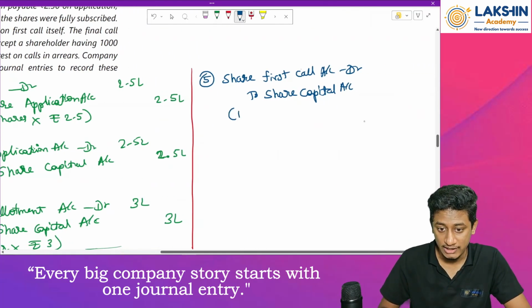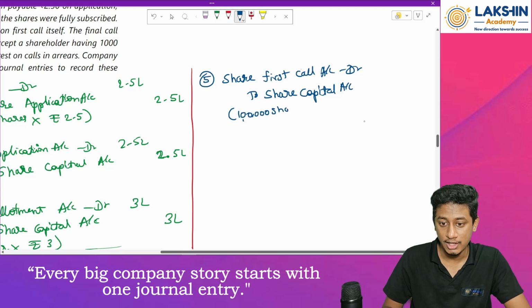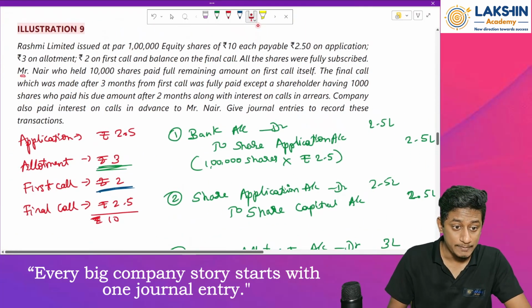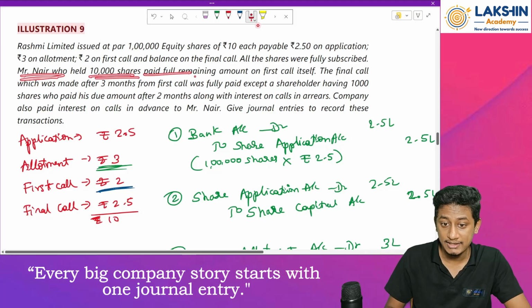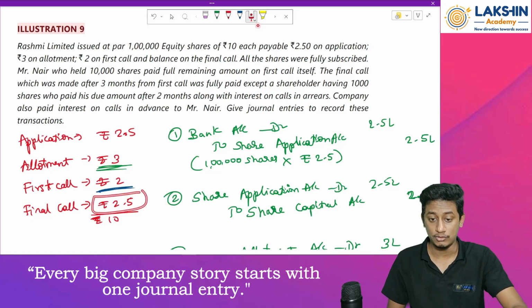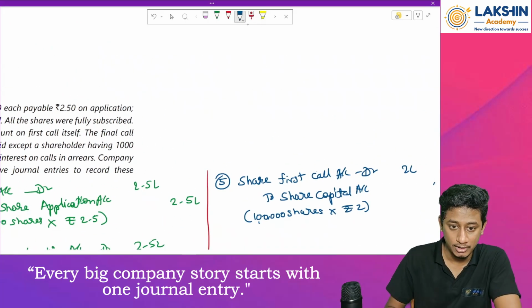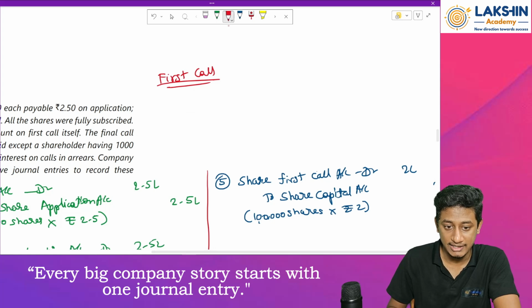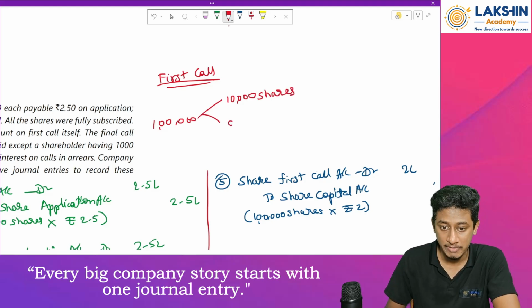So on 1 lakh shares into rupees 2, how much will that be? 2 lakhs. But what has happened over here? Mr. Nair, who held 10,000 shares, fully paid the remaining amount on the first call itself. So that means Mr. Nair has paid me the money in advance along with the final call. Let's compute it first of all. How much is received in the bank account on the first call? I will divide 1 lakh shares into two parts: 10,000 shares of Mr. Nair, so the remaining shares will be 90,000.